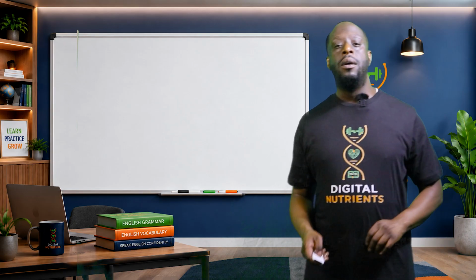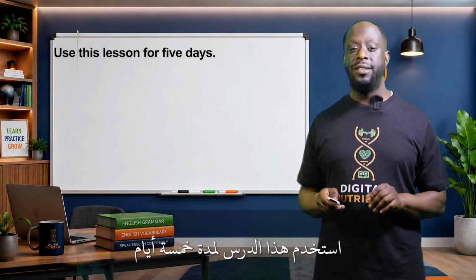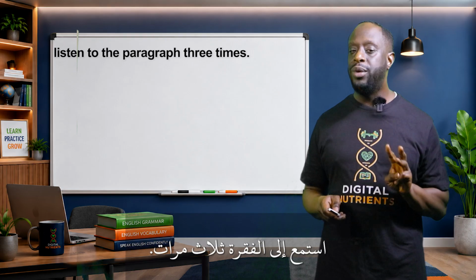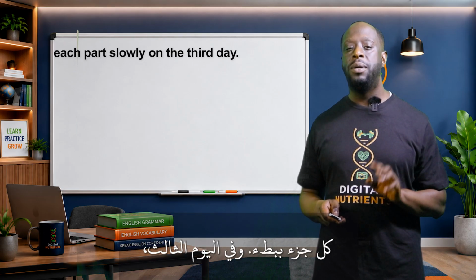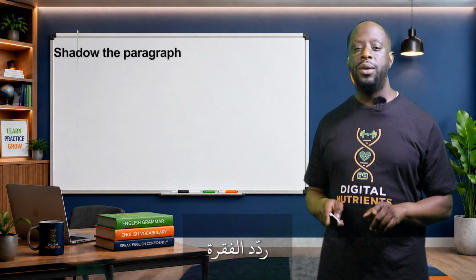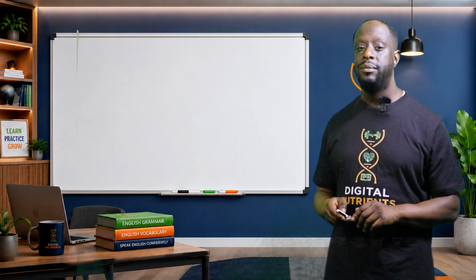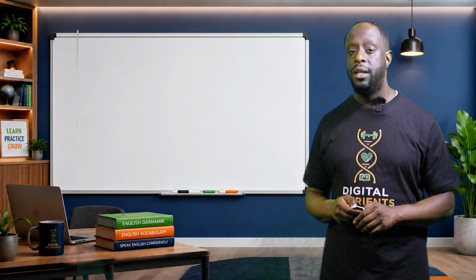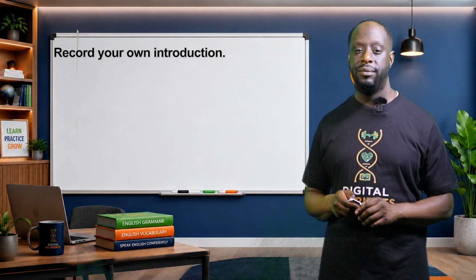Excellent. For your practice assignment, use this lesson for 5 days. On the first day, listen to the paragraph 3 times. On the second day, repeat each part slowly. On the third day, shadow the paragraph 2 times. On the fourth day, answer the personal questions without reading. On the fifth day, record your own introduction.